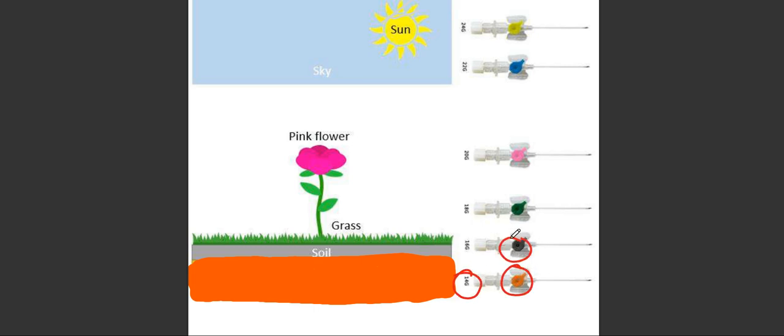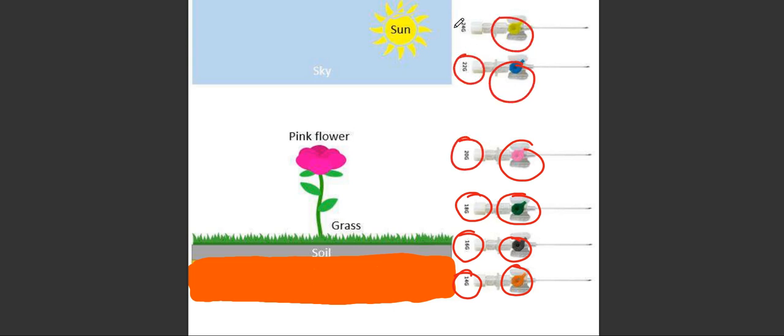gauge. Then the gray cannula, increasing with the even numbers, is 16 gauge. Then green color is of the 18 gauge, then pink color is of the 20 gauge, blue color is of 22 gauge, and yellow color is the 24. As the number increases, the size of the cannula decreases. Therefore the yellow cannula is used for the neonates which have the smaller flow rate, and the orange, green, or gray cannula is used for trauma.